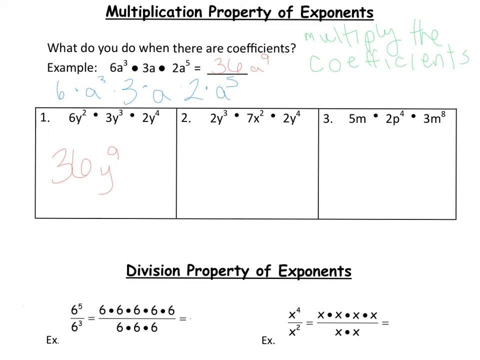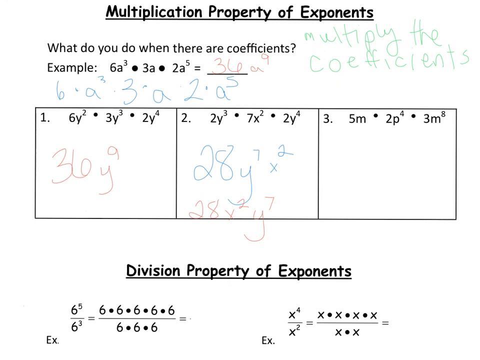And looking at number 2, we have 2y to the third times 7x squared times 2y to the fourth. So 2 times 7 times 2 is 28. Y to the 3 plus 2 plus 4, 3 plus 4, which is 7. And then there's nothing to go with the x. Now, I will say that typically math teachers like to write them with the variables in alphabetical order, but if you want to write it as y to the 7th x squared, that's fine. You're not going to get marked off as long as it's the correct addition or multiplication.